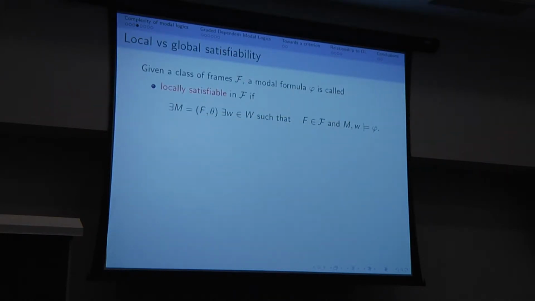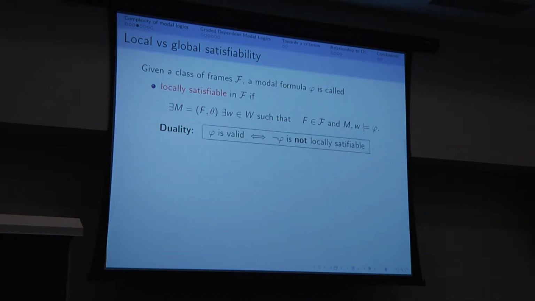What is the problem? Assume that we have some class of frames, F. Then we consider the following problem. Given a model formula phi, is it locally satisfiable? Does there exist a model, M, whose frame belongs to this class F, and does there exist a point in this model where this formula is true?